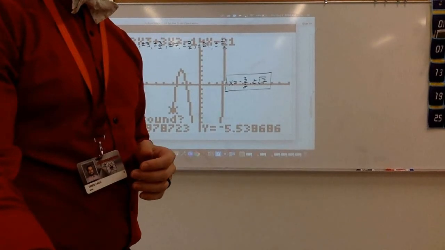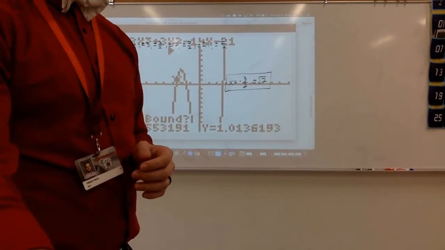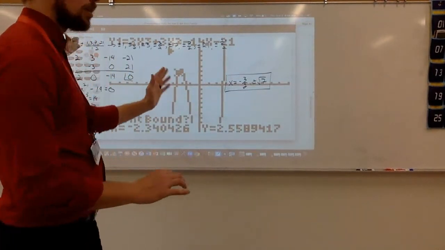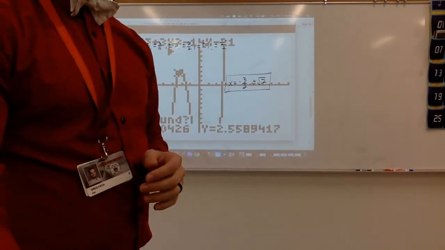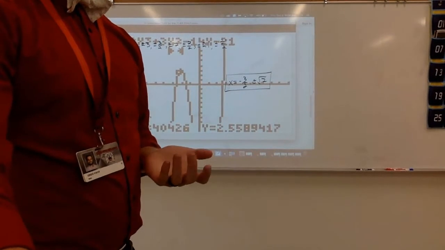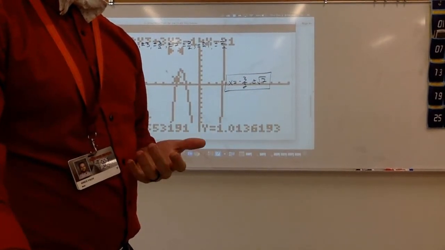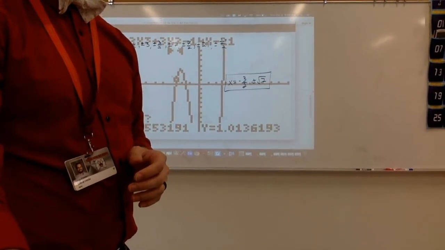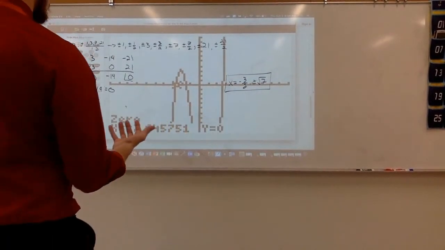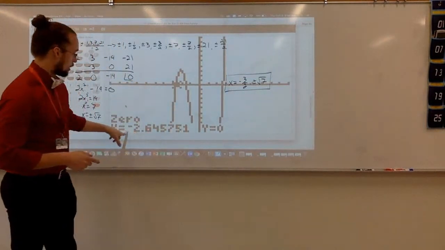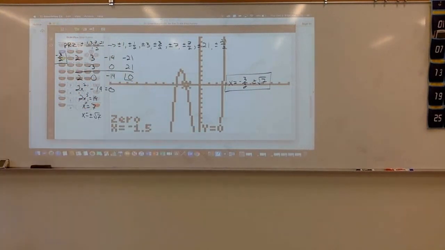It's going to ask me to choose a point to the right. So I'm going to move my cursor up here, so I'm to the right of that zero. Hit enter. Then it asks you to guess. You don't really have to guess, but if you want, you can move your cursor close to the zero. And then it tells me that zero is at negative 2.6, negative 1.5.